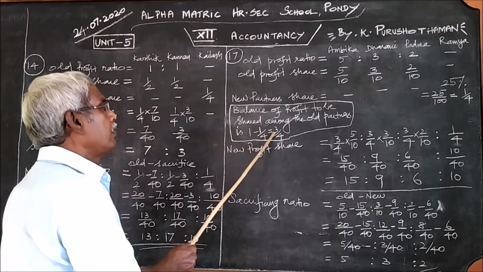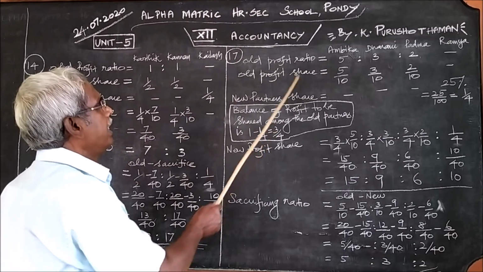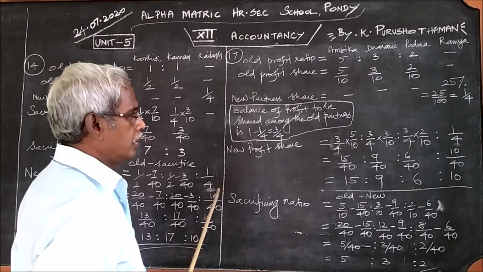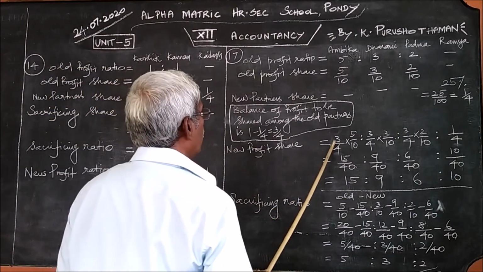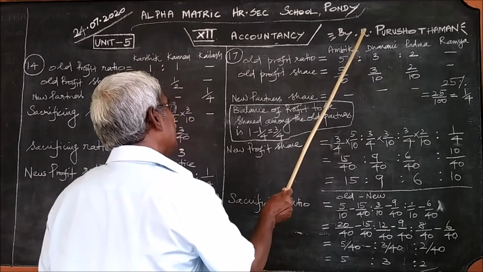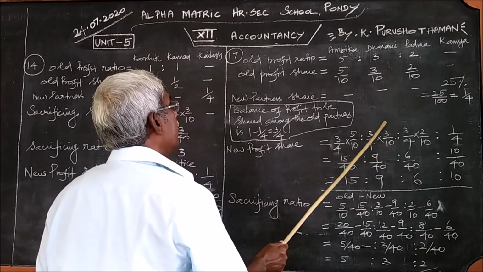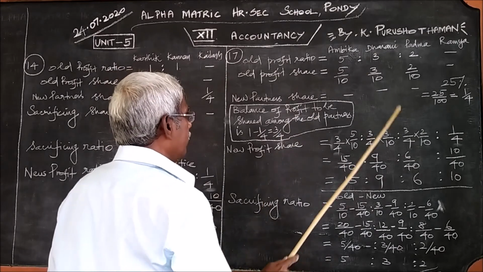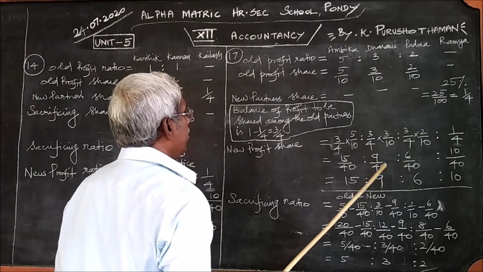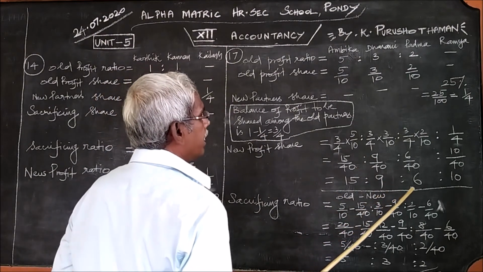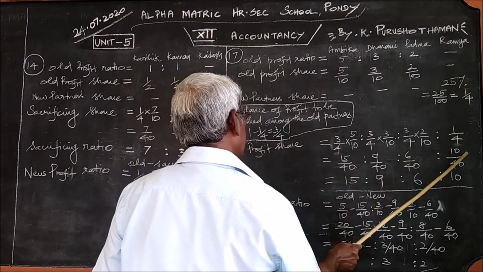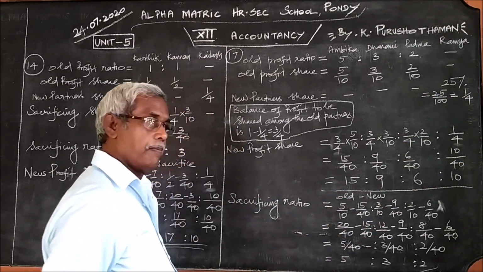Therefore, this 3 by 4 only should be divided among the old partners in the old profit ratio. So, out of 3 by 4, 5 by 10 is taken by Ambika. Out of 3 by 4, 3 by 10 is taken by Dharani. Out of 3 by 4, 2 by 10 is taken by Padma. And naturally, the fourth partner, it is already promised that she would be given 1 by 4.